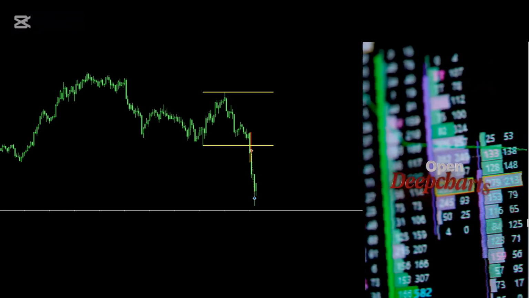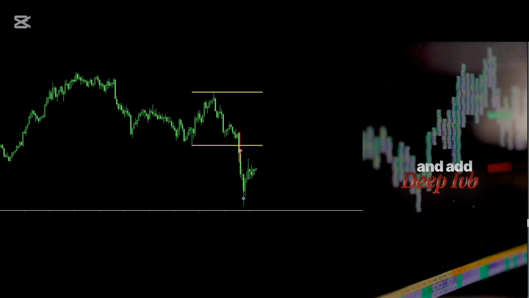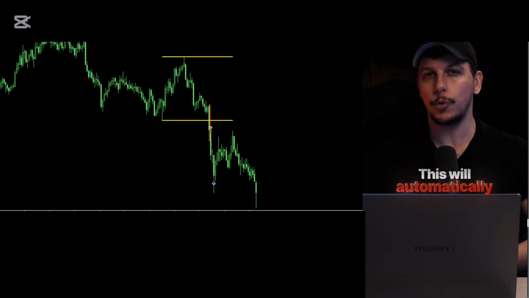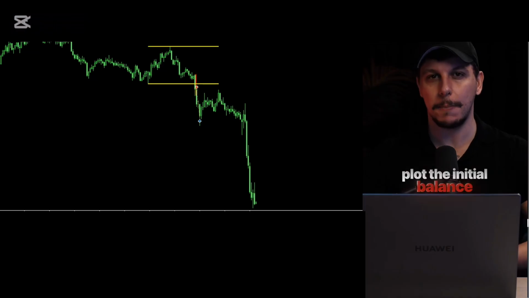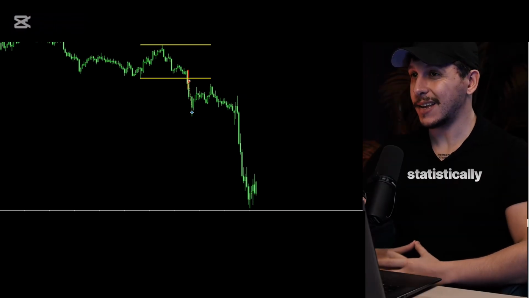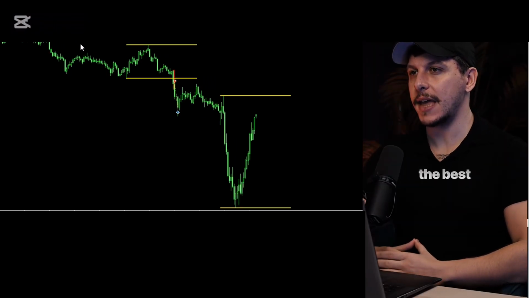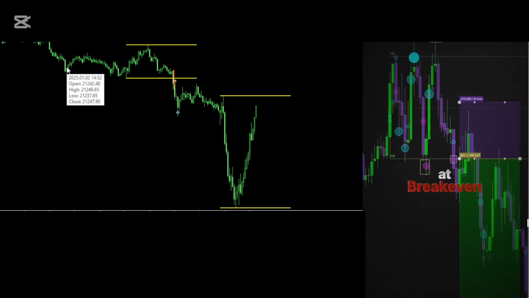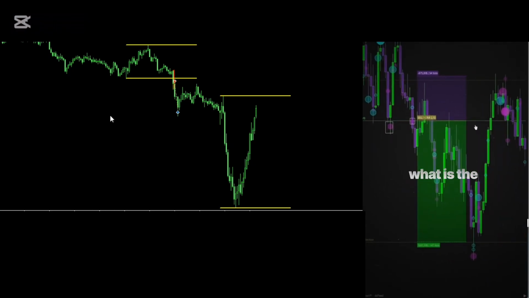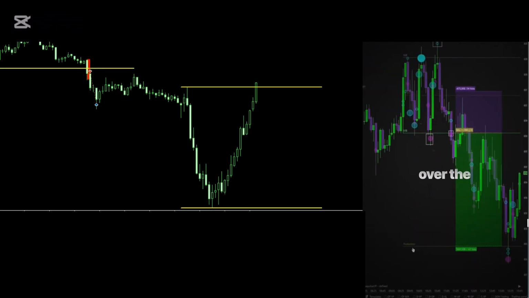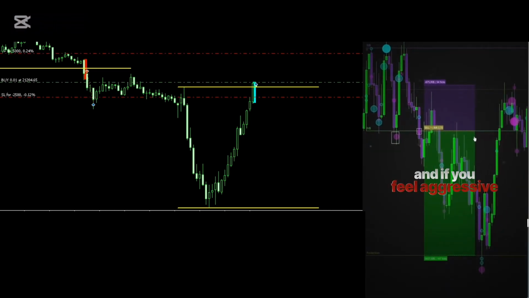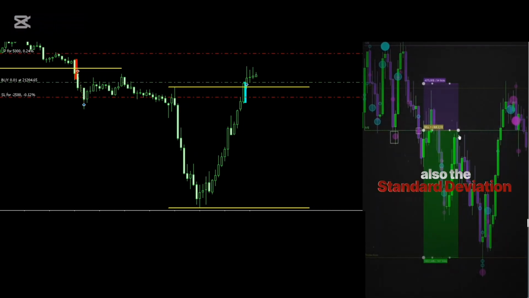You open DeepCharts and you add Deep IVB. Not only will this automatically plot the initial balance, but it also gives you, statistically, the best areas to put your trades at break-even, a protection level, and the average best take profit over the last 2000 sessions, and if you feel aggressive, also the standard deviations.